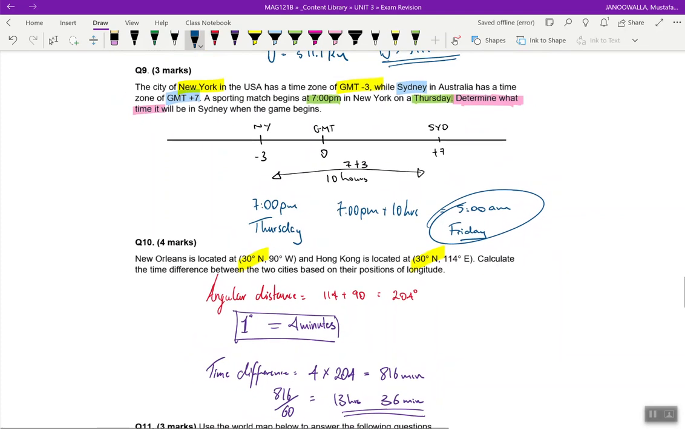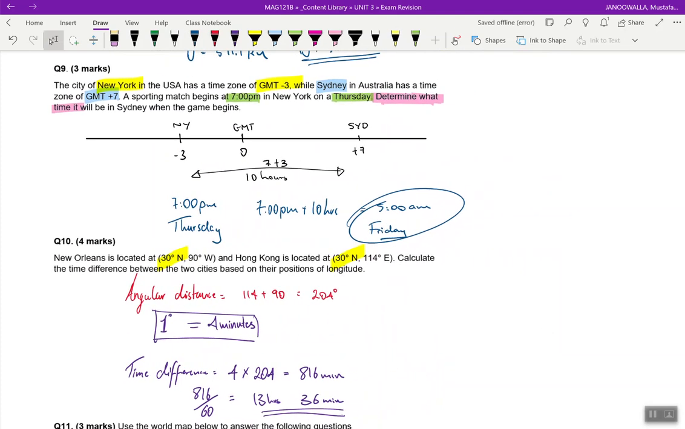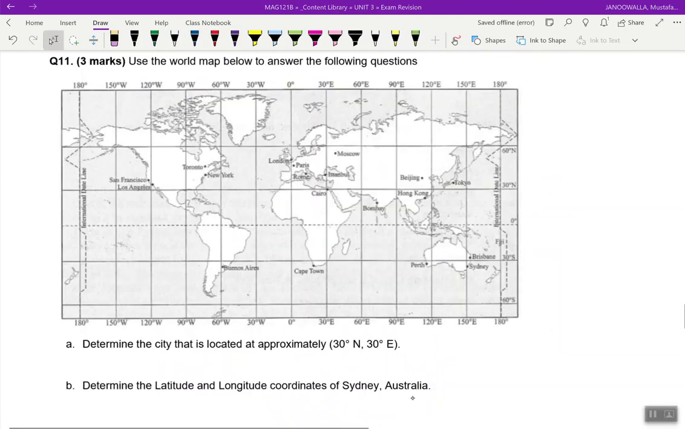So that's question 9 and 10. Alright, we'll quickly go through question 11 as well. The first one says, determine the city that's located approximately 30 degrees north and 30 degrees east. That's 30 degrees north, that's 30 degrees east, and the city that's there is Cairo.